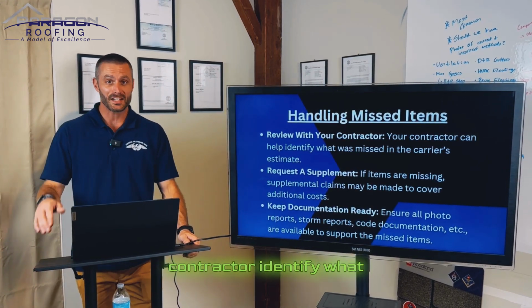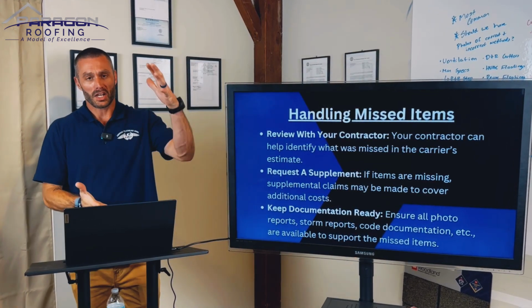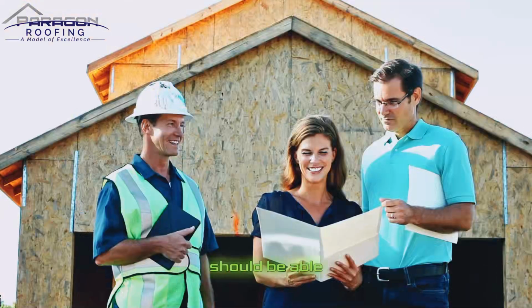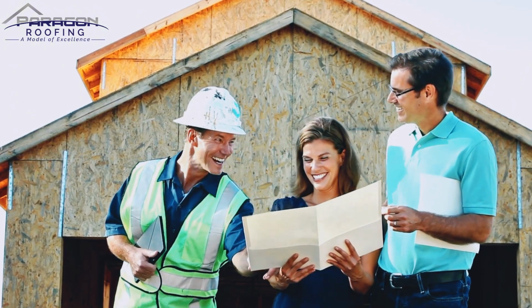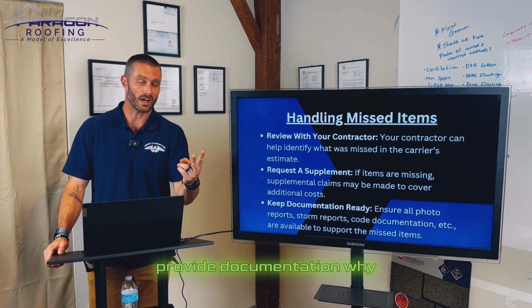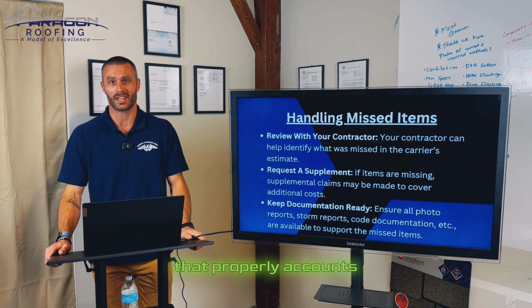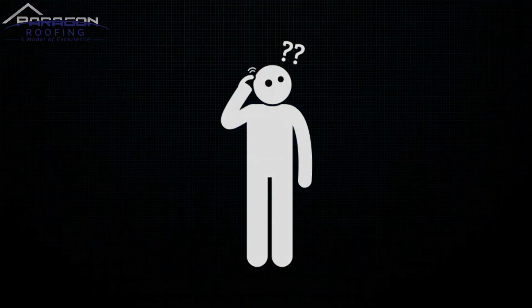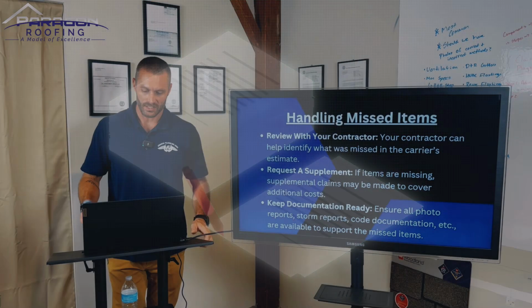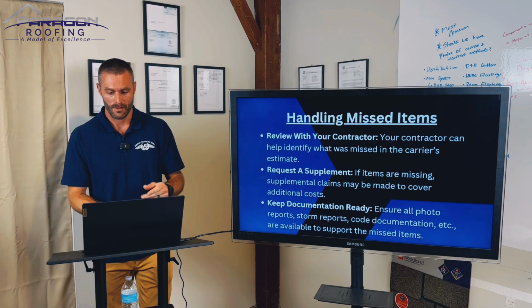But you want to review everything with your contractor and let your contractor identify what line items should be on here that are not, and then compile that list. Your contractor should be able to submit a supplemental claim to express those missing items from the scope of work and provide documentation why they're needed, so that you can get a revised scope that properly accounts for what needs to be done. So you and your contractor need to have plenty of documentation on standby. This can be the photo reports, the storm reports, code documentation, etc.